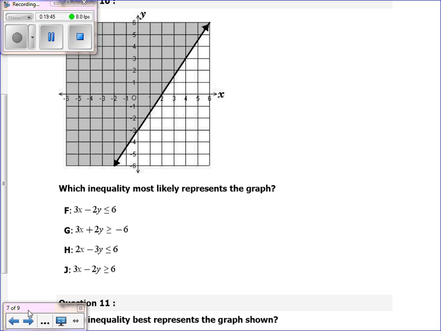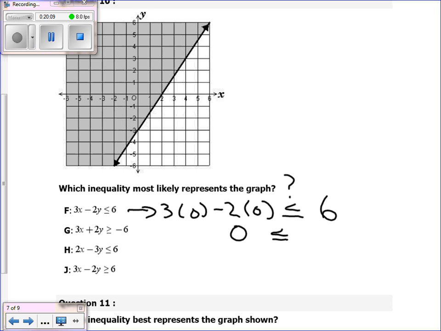I'm going to plug 0, 0 into each of those choices and see if I get a true inequality. Into this one, I plug 0, 0 in. So I would have 3 times 0 minus 2 times 0 is less than or equal to 6. Is that true? Obviously this gives us 0. Is 0 less than 6? Yes, it is. So choice F is a possibility.